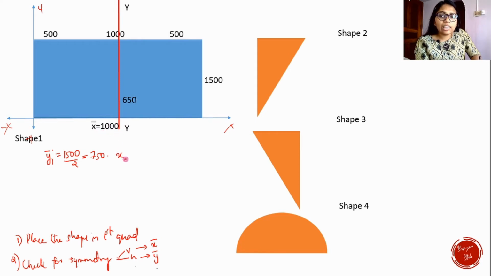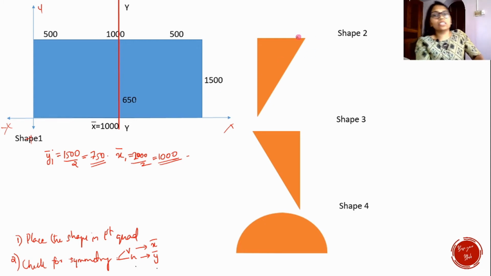But still, let us do it because it might be needed in the moment of inertia calculation. So x1 bar is the x dimension, that is 2000 divided by 2, isn't it? The whole length of the rectangle is 2000, divided by 2 is 1000. So these are the x and y coordinates of the centroid for shape 1, which is the rectangle.